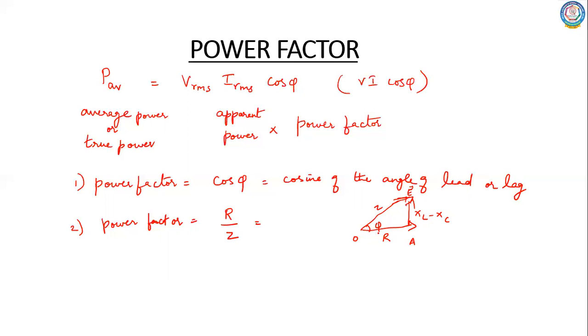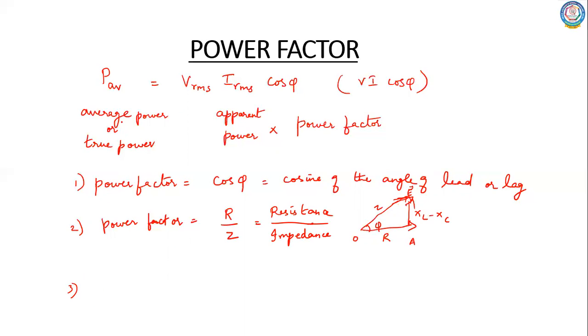So this is the impedance triangle. Again here we have phi, the phase angle whose cosine is the power factor. When I take the cos of this angle, cos phi is adjacent side by hypotenuse. The adjacent side is R and the hypotenuse is Z, where R represents resistance and Z represents impedance. So this is also one way of representing power factor, based on the impedance triangle.